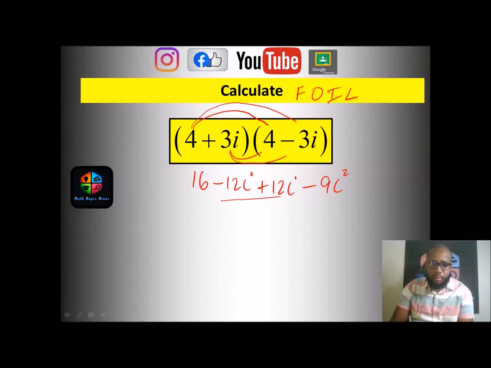Now, clearly, the middle terms here would cancel each other. So we're left with 16 minus 9i squared. Now, remember, i squared is negative 1. So this will be negative of negative 9, which would be 16 plus 9, which is 25.